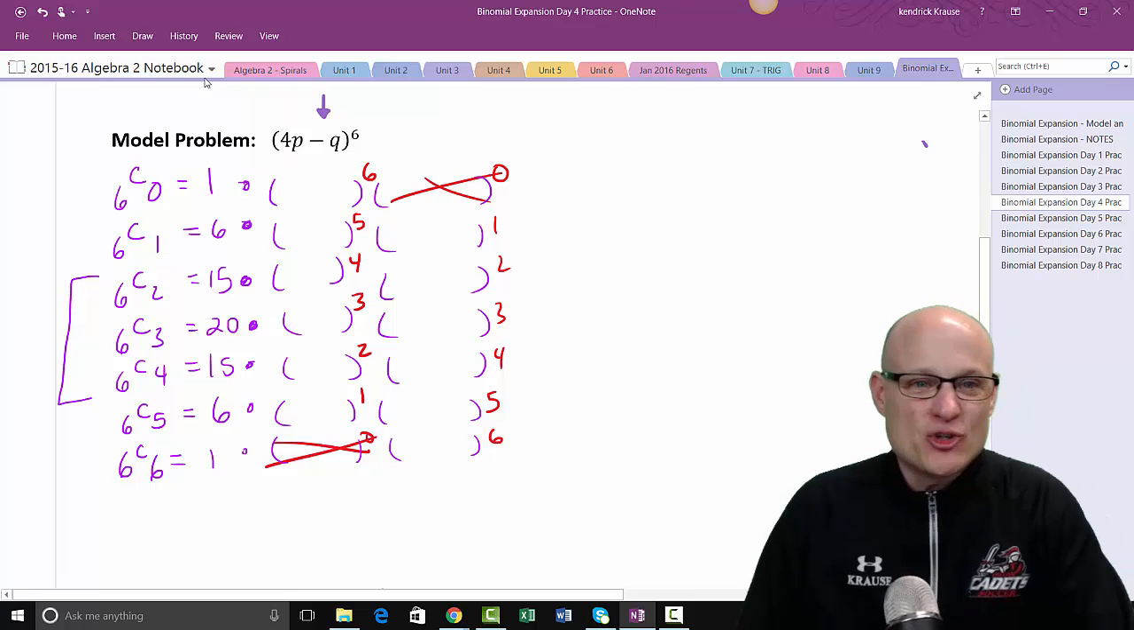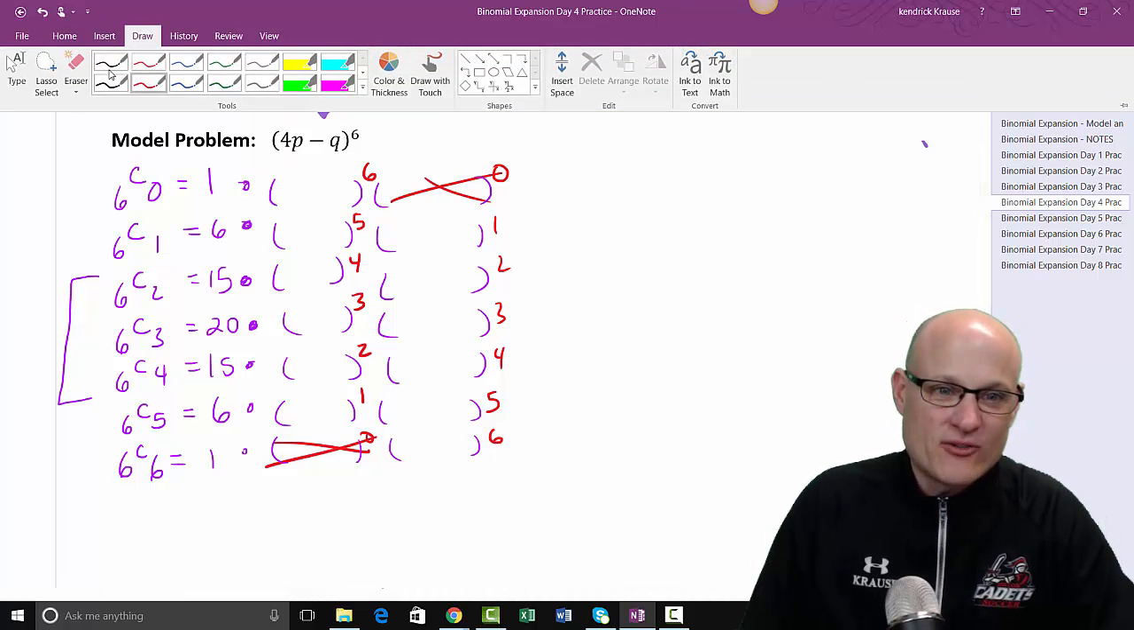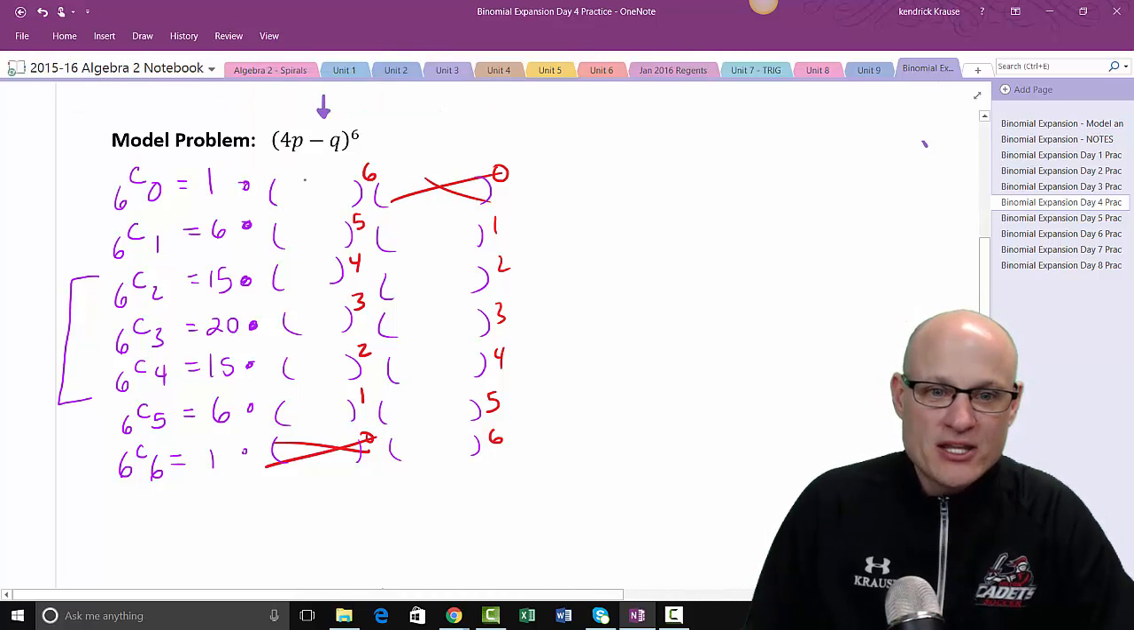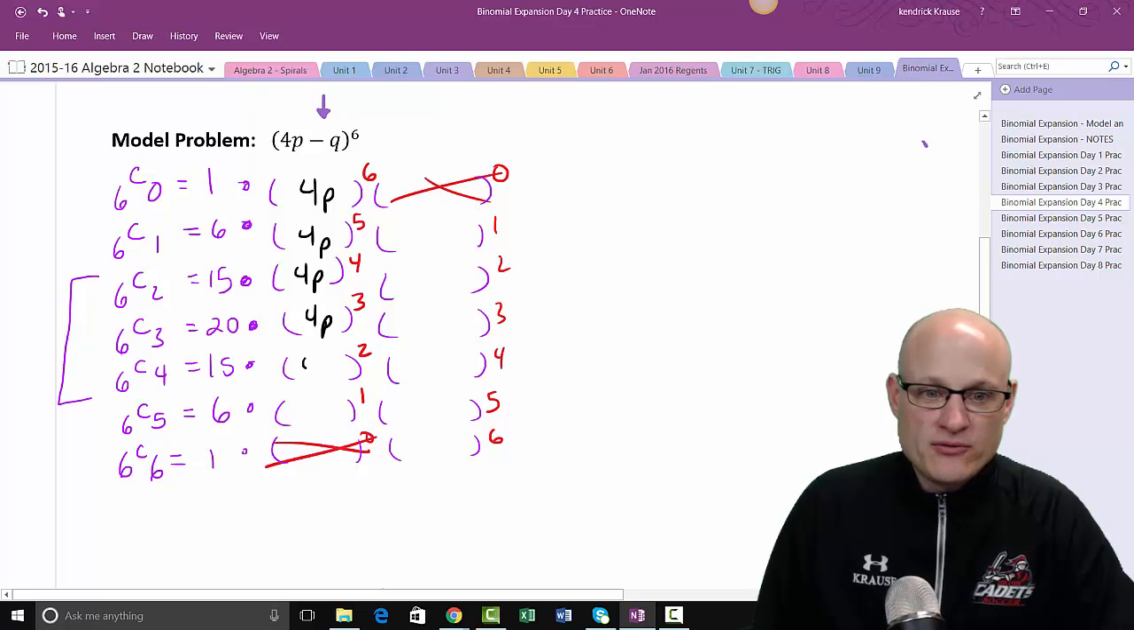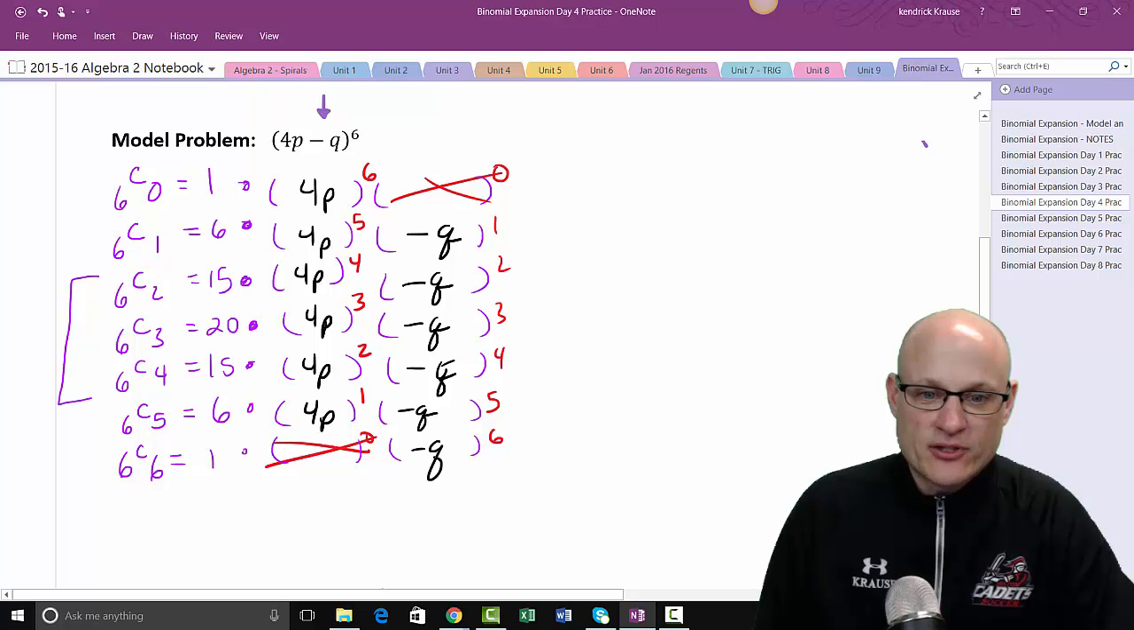0, don't need it. 1, 2, 3, 4, 5, 6. Now we have some issues with this one. This one you have to be very careful with, so I better do it in black. The first one's easy. It's 4p, 4p, 4p, 4p, 4p, and 4p. But this is negative q. Be careful. Negative q. It's really negative 1q is really what it is. Negative q and negative q.